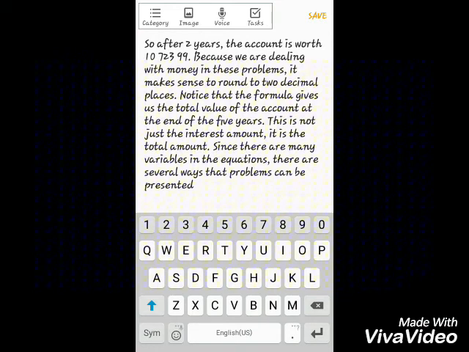So after 2 years, the account is worth 10,723.99 pesos. Because we are dealing with money in this problem, it makes sense to round to two decimal places. Notice that the formula gives us the total value of the account at the end of the 2 years. This is not just the interest amount, it is the total amount. Since there are many variables in the equation, there are several ways that problems can be presented.